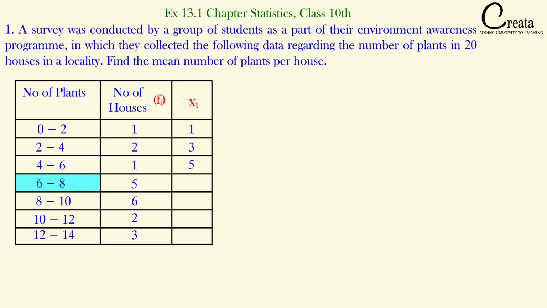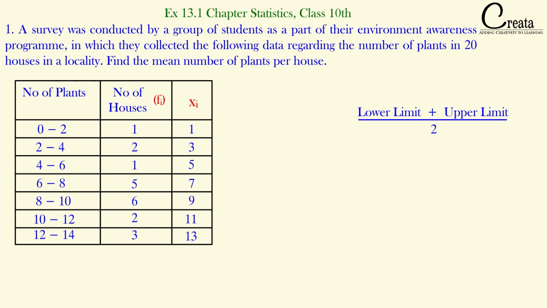6 to 8, the midpoint will be 7. Similarly, you will calculate the midpoint. If we are having the larger number, we will use the formula: upper limit plus lower limit upon 2. Here 0 to 2, it will be 0 plus 2 upon 2, which is 1. 2 to 4, it will be 2 plus 4 upon 2, that is 3.